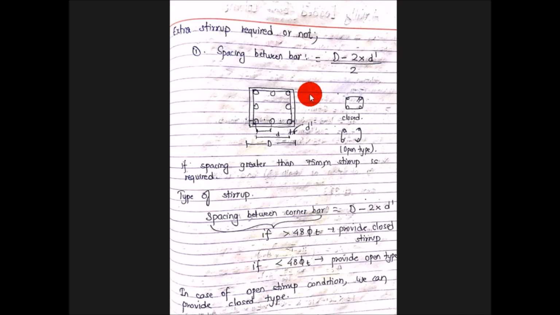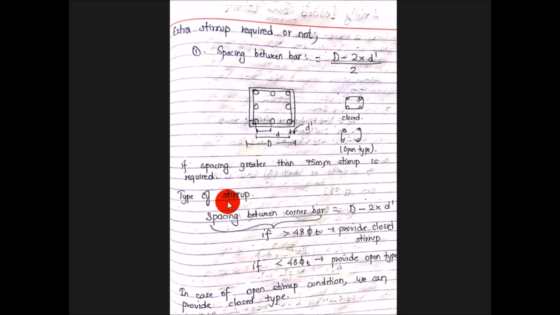Now the spacing between bars is equal to D minus 2 into D dash, because the effective cover is provided at 2 positions along each axis, divided by the number of spacings between the bars. In our case there are 2, so we write 2. If it exceeds 75 mm, then a stirrup is required.